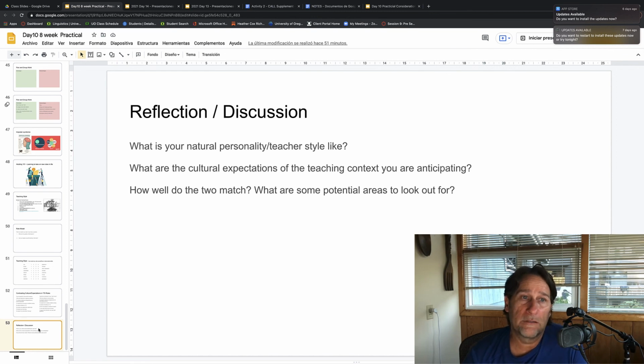So the final discussion reflection, and this again will be in our discussion this week. What's your natural personality teaching style like? What are the cultural expectations, the teaching context you're anticipating, and how well do the two match? Are there some areas that you think might not work so well, that might not be such a good match, and you might have to think about a little bit as you become a teacher?